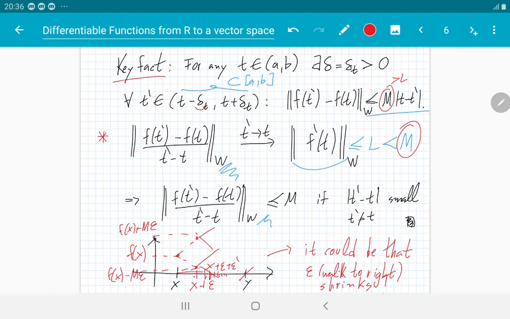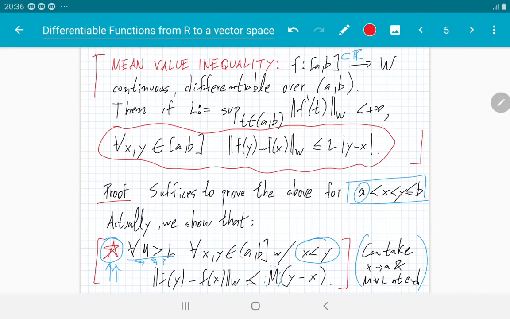Okay. Now, let's try to deal with that by an indirect route. So what I'm going to do, remember, I want to prove this inequality star here. I'm taking an m that's larger than the sum of the derivative. And I want to prove that the distance between f of y and f of x is at most m times y minus x when y is larger than x.